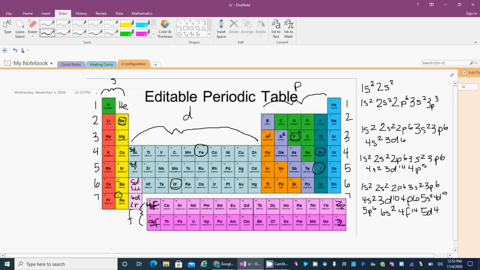Now if we were mapping beryllium, we would then move down here to the second row. This is our second energy level. We write 2s, and then again 2, because we're in the second box here. So it would look just like this. This would be the configuration for beryllium.